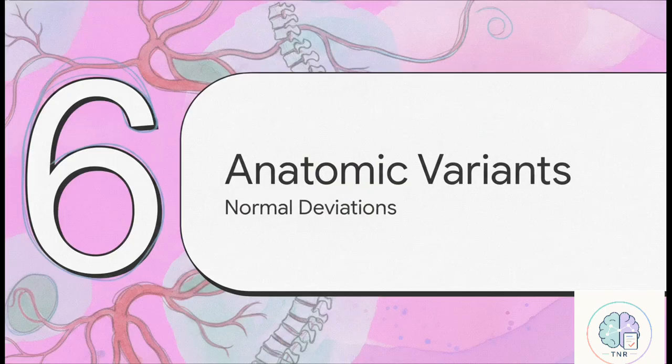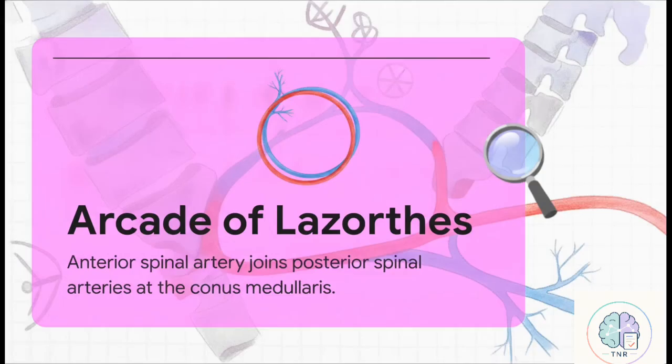And finally, Section 6, notable normal anatomic variants. You can kind of think of the arcade of Lazorthes like a neat little anatomical bow tying the whole shebang together. It's a completely normal anatomic variant where instead of just fading out, the anterior spinal artery actually wraps around and directly joins with the paired posterior spinal arteries right at the very tip of the spinal cord, the conus medullaris. It creates this perfect, elegant closed-loop circuit right at the termination point.